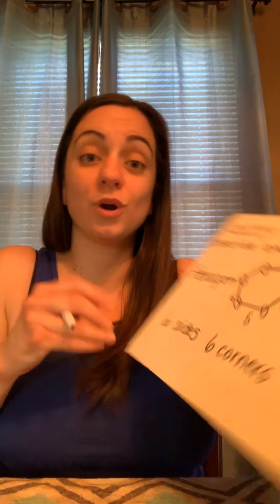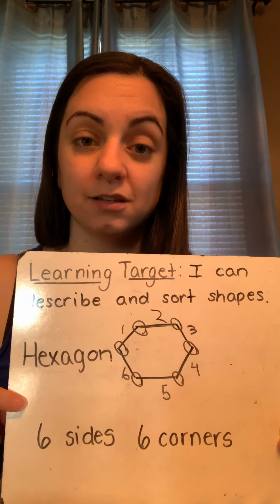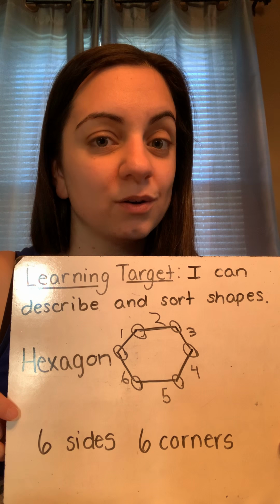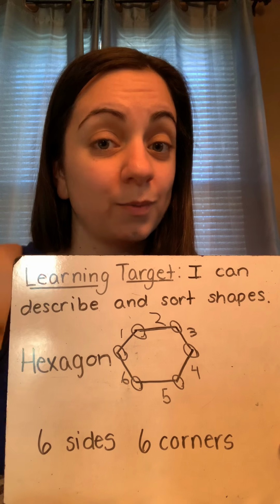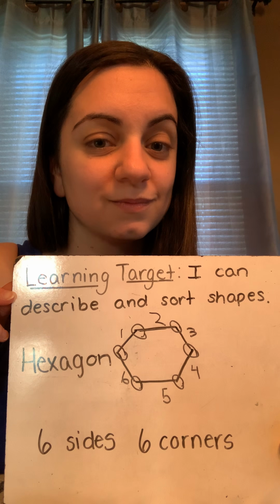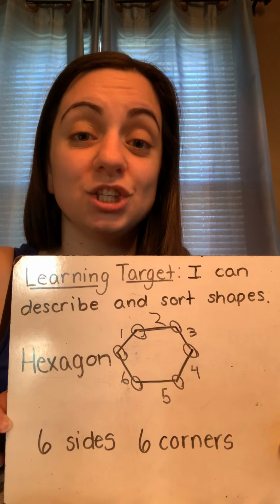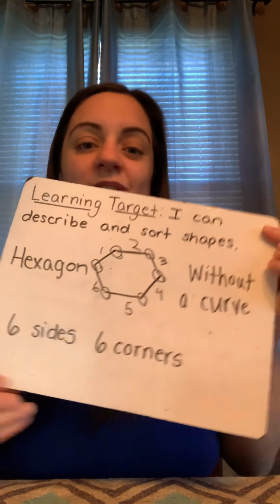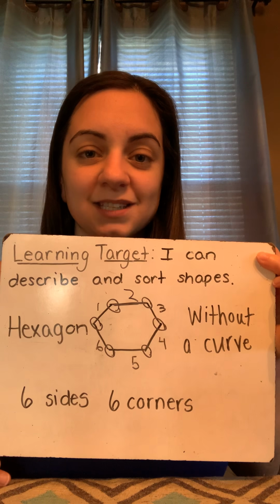Now, before we move on to our game, I have one more question about our friend the hexagon. Is the hexagon a shape with a curve or without a curve? You tell me right now. Remember, think. Does it have any round parts? You're right. The hexagon is a shape without a curve because all of its sides are straight. So let's say without a curve. Okay, how about all our ways we can describe a hexagon?